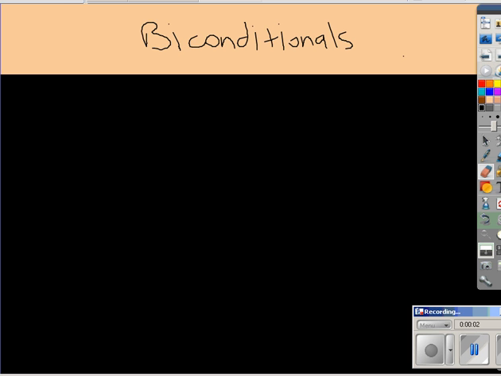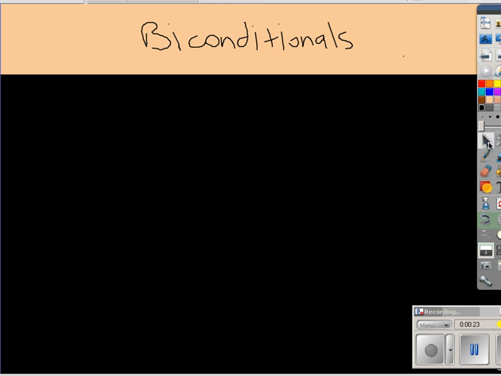All right, this is section 2.4 on biconditionals. So a biconditional is a conditional that goes in two directions. Bi means two. A bicycle has two cycles. So a biconditional is two conditions all in one statement.